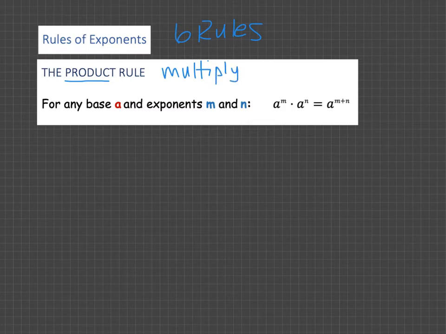2 things together. So for any base a and exponents m and n, this time we've got 2 exponents, but you can see that we have a times a. So we're multiplying this base of a, and the base of a has 2 different exponents, m and n. When we have a product of the same base, we add the exponents. So a to the m times a to the n is equal to a, the base showing up a single time, to the m plus n.